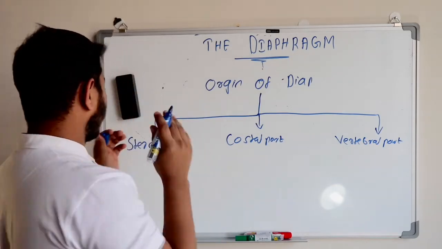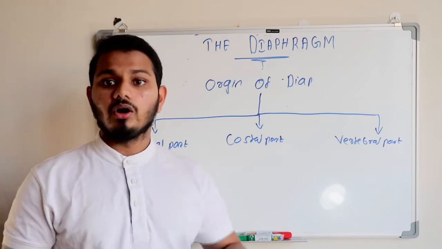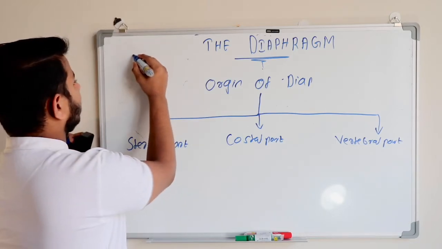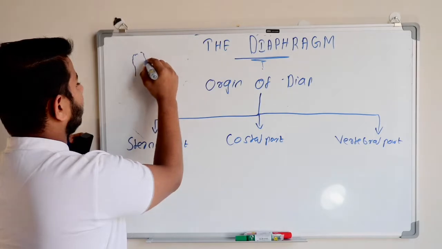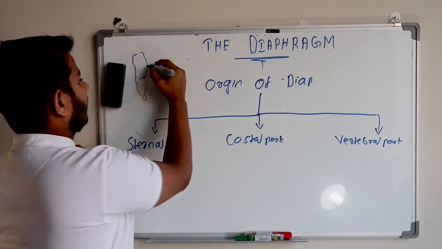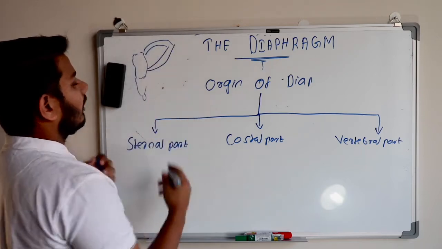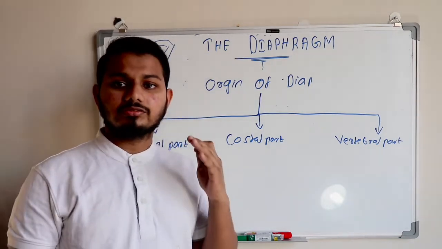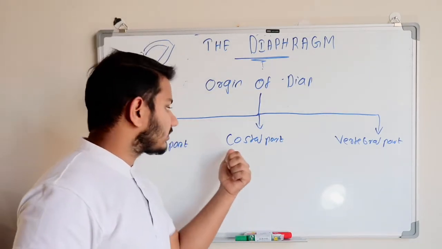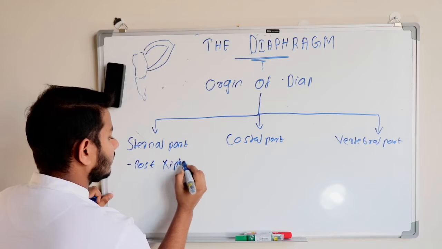As the name suggests, the sternal part arises from the base of the xiphoid process, or the posterior side of the xiphoid process. If you're considering, let this be the sternum, this is the manubrium, body and the xiphoid process, and let this be the ribs. So the sternal part arises from the posterior part of the xiphoid process.